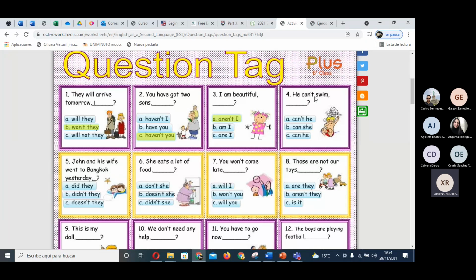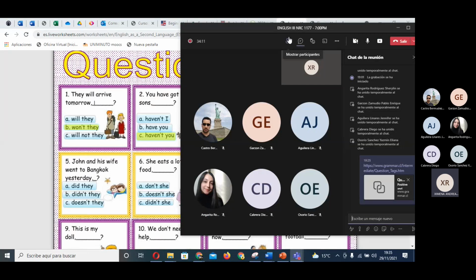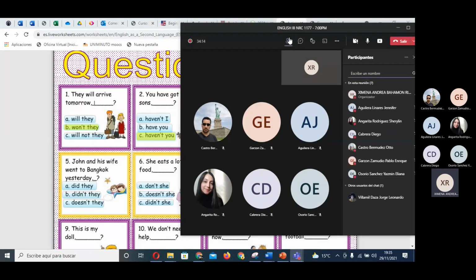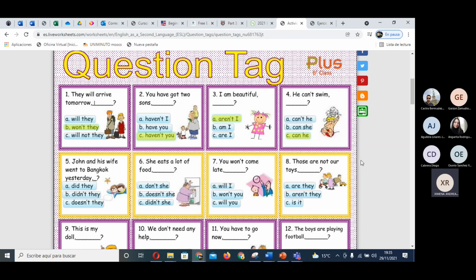Number 4, he can't swim. Can't he? Can she? Can he? Recuerden que si es negativa, debe ser afirmativa y el sujeto también debe corresponder. Entonces, can he? Con esta página interactiva, como siempre, lo que pretendemos es tener la posibilidad simplemente de elegir la respuesta que creemos es la más adecuada. Y bueno, como pudimos ver seguramente con question tags, es un ejercicio sencillo de práctica donde podemos ir identificando esa estructura general. Let's try, and I want you to help me with your microphones, please, dear students.